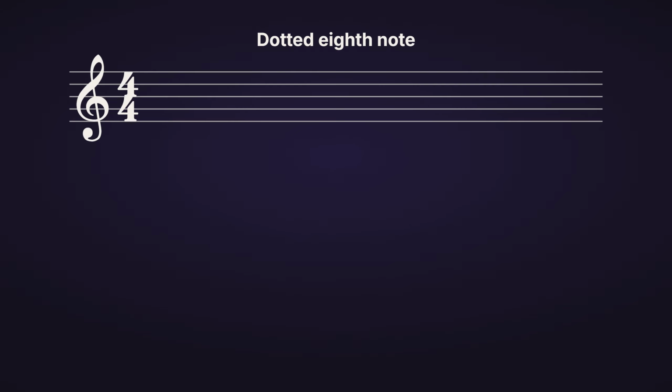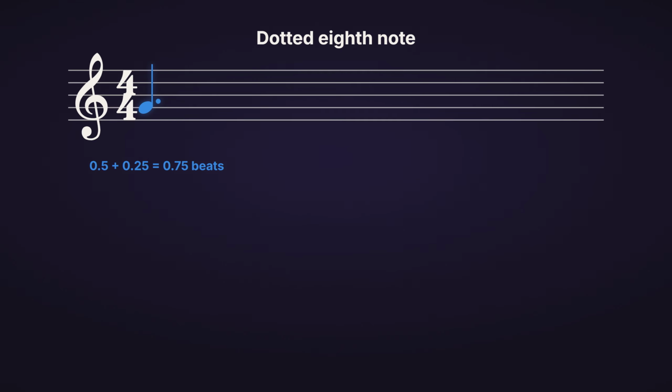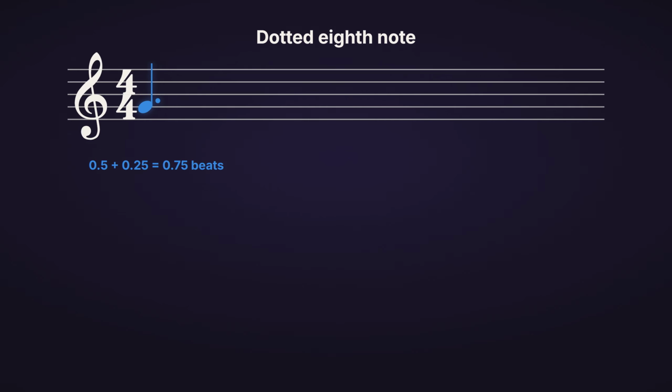Go 1 level further. Eighth note is half a beat. Half of half a beat is a quarter of a beat. Dotted eighth note, half plus a quarter equals 3/4 of a beat. It holds for 3 of the 4 16th note slots in 1 beat.